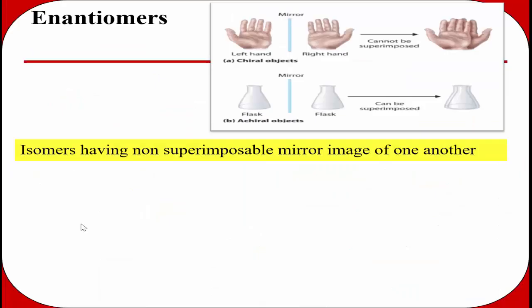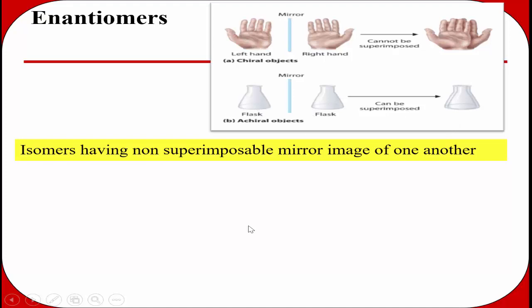So for enantiomers, briefly again I will explain what is meant by mirror image and superimposable mirror image. If you take the example of our hands, the left hand and right hand are mirror images of one another, but they are not superposable. When you try to put one hand over another, you can see that their mirror image is not superposable. But when you take the example of a flask, of course it will be a mirror image of one another and it is superposable. When you try to superimpose one over another, you will get this picture, and we can see that this is a superposable image.